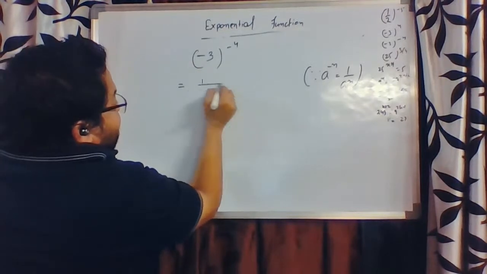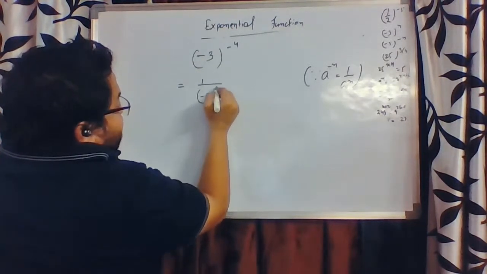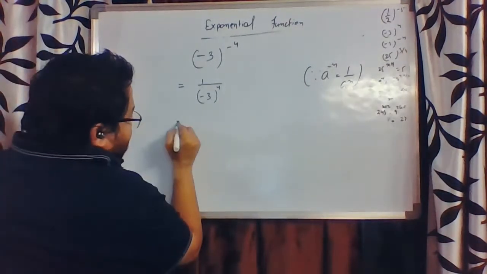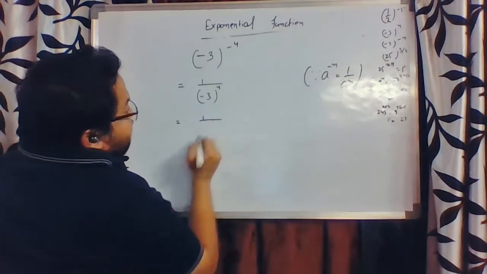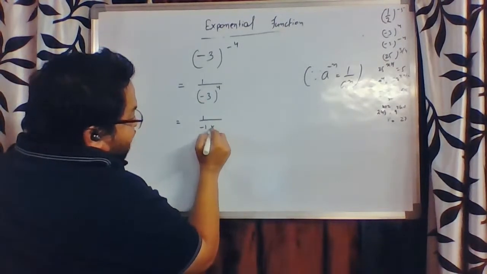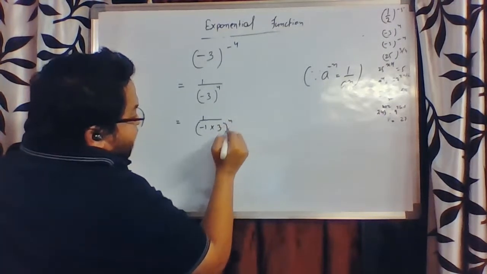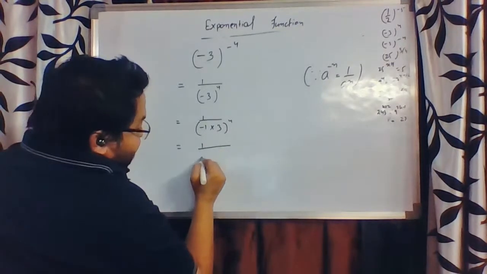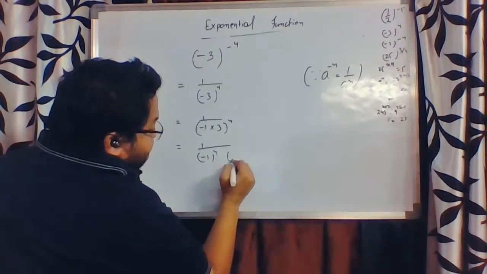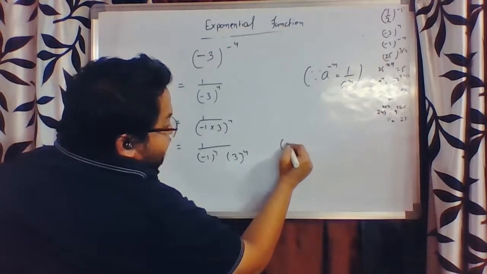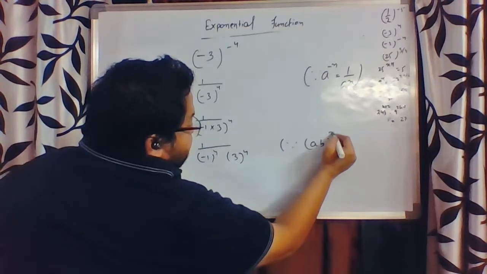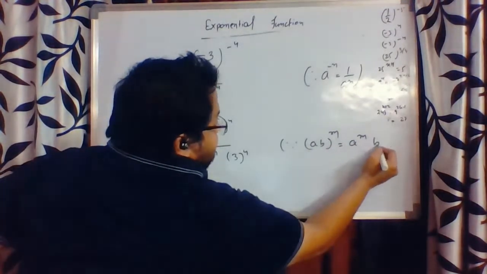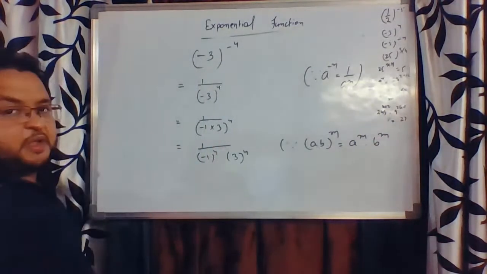So I'll rewrite it as 1 by (minus 3) to the power 4, and obviously this is the reason why I am doing that. Okay, now again the same set of steps. 1 by (minus 3) can be written as 1 by (minus 1 into 3) whole to the power 4, right? And this can be written as 1 by (minus 1 to the power 4 into 3 to the power 4). And again, because (ab) raised to the power m is nothing but a raised to the power m multiplied with b raised to the power m, right?